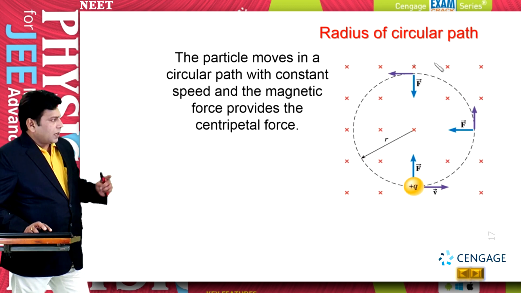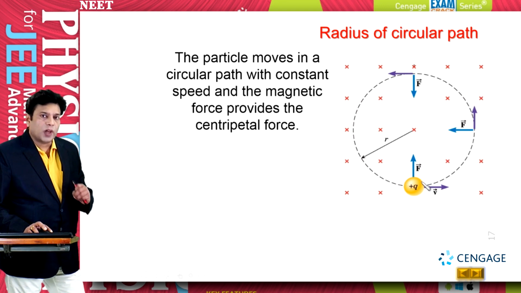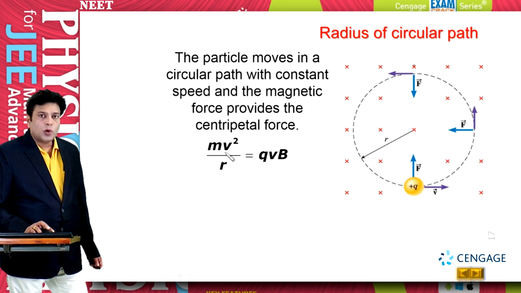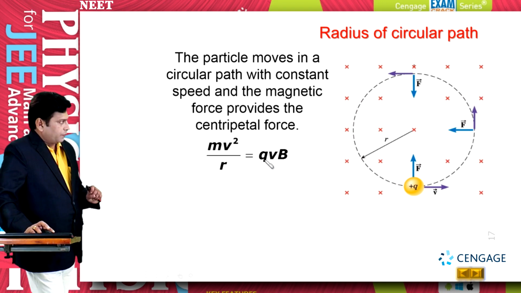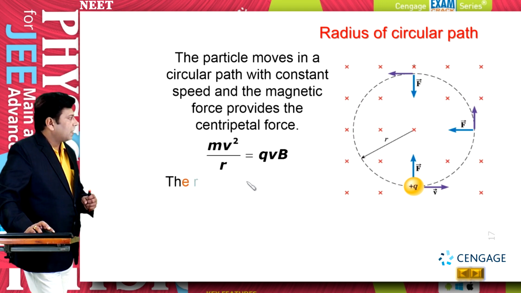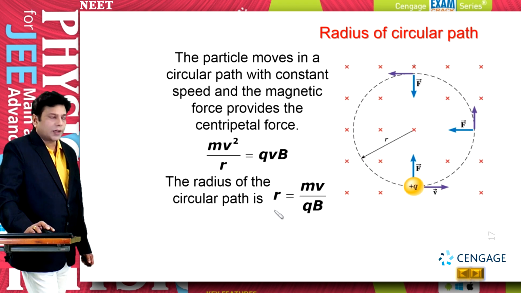So we can write qvB equal to mv squared by r. This is the centripetal force that is equal to the magnetic force. From this equation, we can find the radius of the rotation. v and v will get cancelled, and we get r equal to mv divided by qB. This is the radius of the circular path.